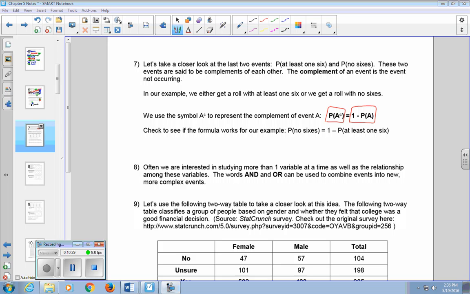So remember that the probability that we didn't get any 6s was 25 out of 36, and the probability of at least 1 six was 11 out of 36. And if we convert 1 to a fraction, called 36 over 36, we can see that the formula does work.